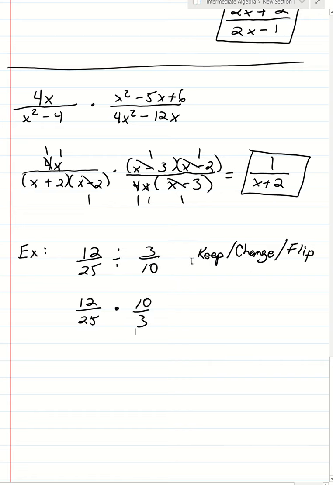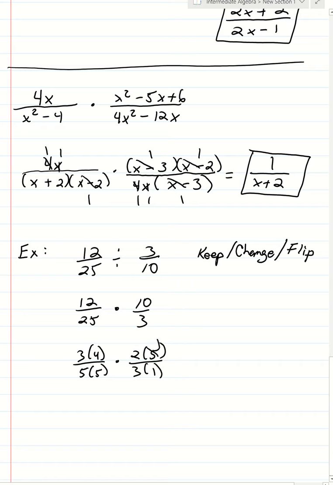Now that we have performed this keep, change, flip, we have changed it from division to multiplication. Now we will proceed to multiply these two fractions. Once again, the 12 I could think of as maybe 3 times 4, and the 25 I could think of as 5 times 5. The 10, I will keep as 2 times 5, and the number 3 I will keep as 3 times 1. And now that we have done all of our factoring, let's see what we can do to simplify.